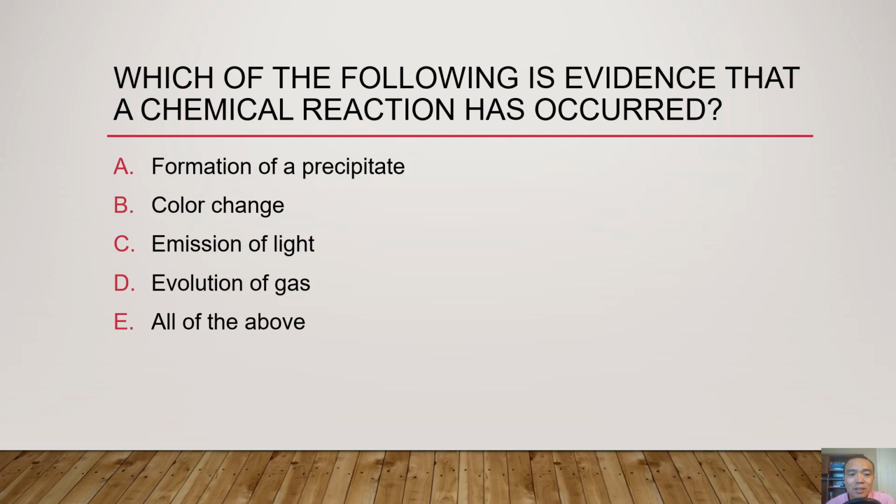Which of the following is the evidence that a chemical reaction has occurred? So when we look at that, formation of a precipitate or a solid. That's the same chemical term. Color change, emission of light, evolution of gas. All of these are evidences for a chemical reaction. However, do remember, only chemical analysis can determine if a reaction has happened or not.